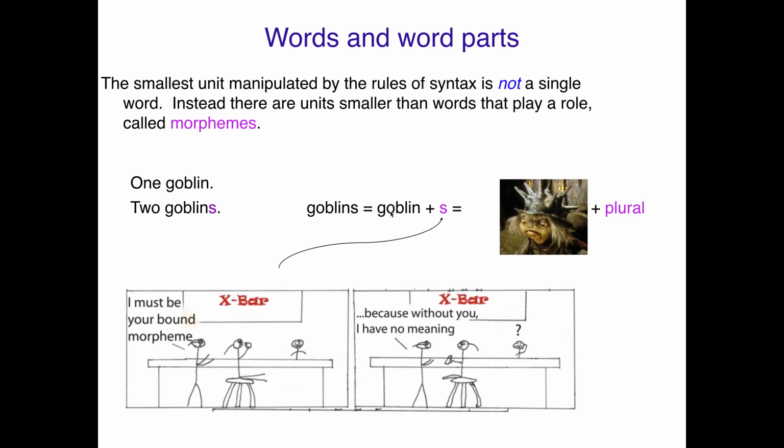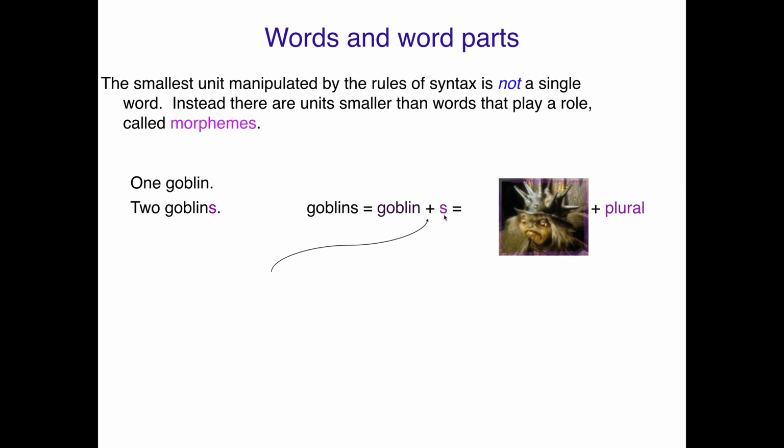And there's a little joke right here. So I must be your bound morpheme because without you I have no meaning. And that's not technically true because we can think about this as having that plural meaning, but in practice, right, we can't just say the Z on its own and have it mean plural, right? So that's the idea of a bound morpheme.